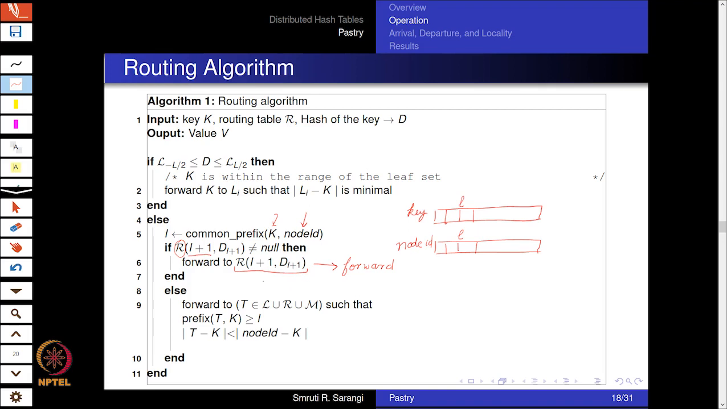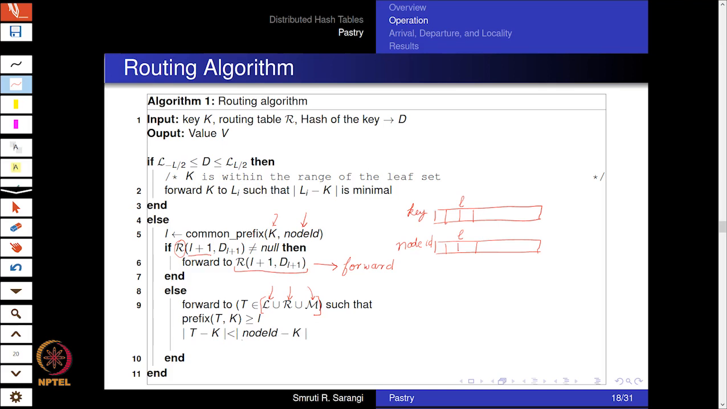If I don't find such an entry in the routing table, then what I do is I look at all the nodes that I know, all the nodes for whom I have information within my leaf set, within my routing table, within my neighborhood set. Out of all the nodes, I choose a node such that the length of the shared prefix is of course greater than or equal to L, and essentially T minus K, which is the distance, is less than node ID minus K.